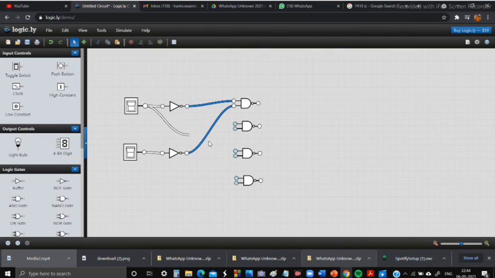and connect the first switch to the second NAND gate, connect the second switch to the second NAND gate, and the output of the first NOT gate to the second NAND gate, and the first switch to the third NAND gate, and the first switch to the fourth NAND gate, and the output of the second NOT gate to the third NAND gate, and the second switch to the fourth NAND gate.